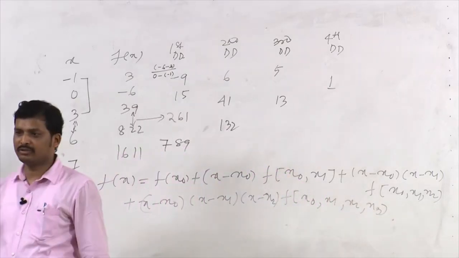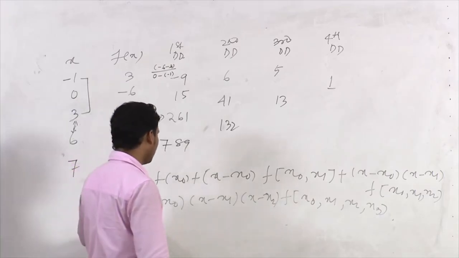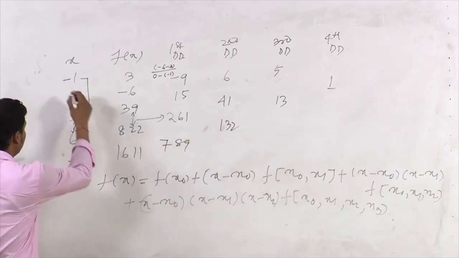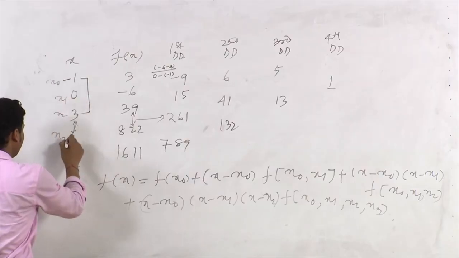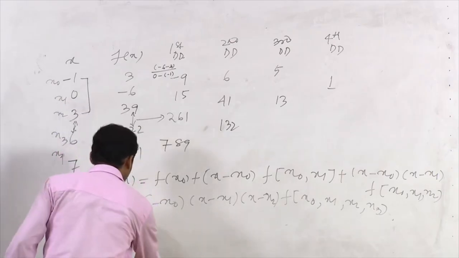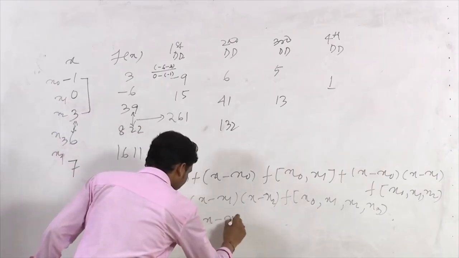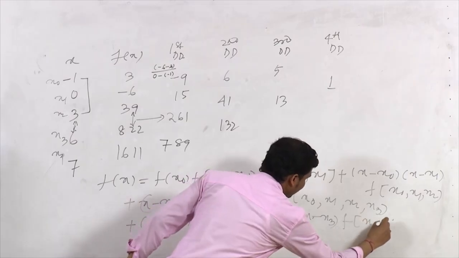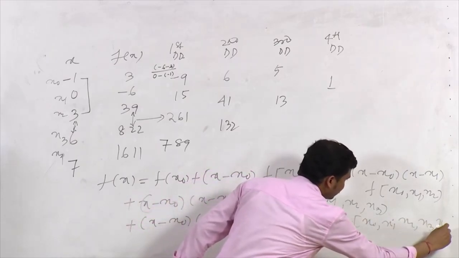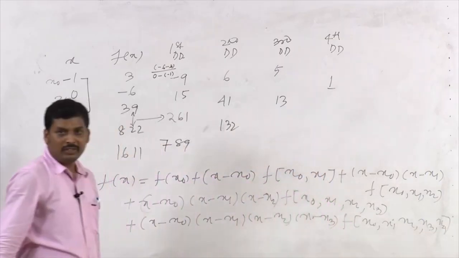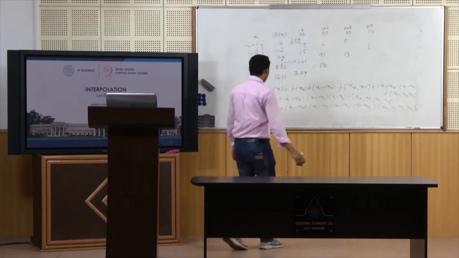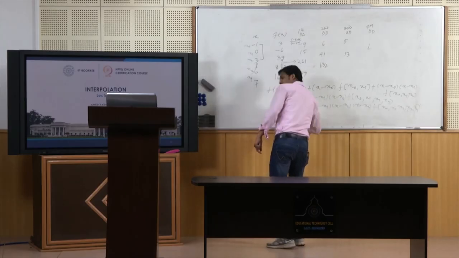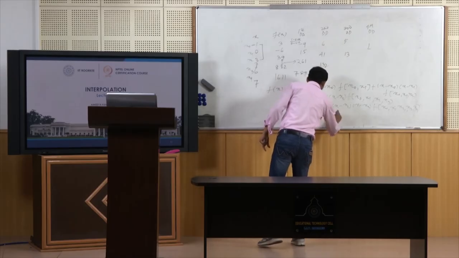If you put in all these values, I have to add one more term, since x0 is this one, then x1, x2, x3, x4. So I add the term x minus x0, x minus x1, x minus x2, x minus x3, times f of x0 x1 x2 x3 x4. Putting all these values, I obtain a polynomial of order 4, and the final polynomial is x to the power 4 minus 3x cube plus 5x square minus 6.